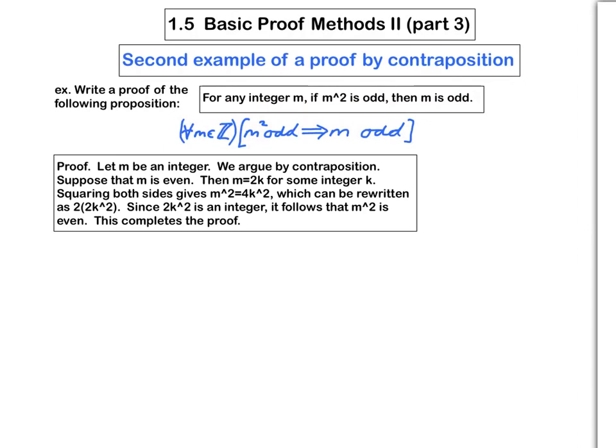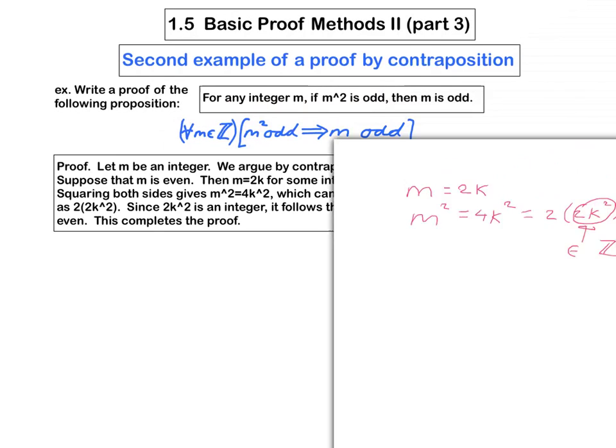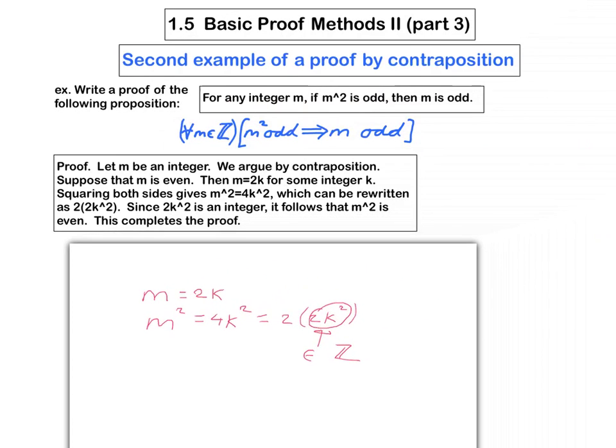Here's my proof, but let me show you first the calculations I did in order to get it. We started off by assuming m is even, so I wrote it in this form. Then I squared both sides, because I knew that I had to make a statement about m squared. And then I realized that I wanted to show that this thing was even, and so I factored a 2 out of it. That left me with a factor of 2k squared, which I know to be an integer, and therefore by definition this is even, and so that gave me the result.